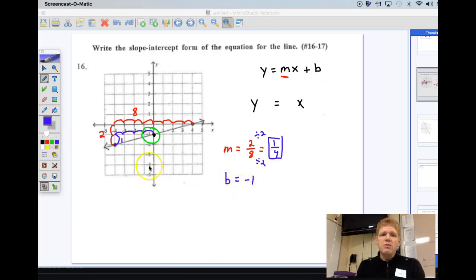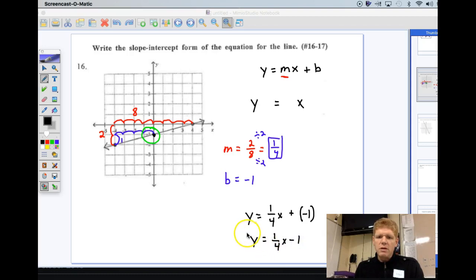And then all I have to do is write out my equation. So y is equal to, and my slope is 1/4, so 1/4 times x, keeping to my slope-intercept form, plus, and I've got to find b. Well, b was -1, so I could write plus -1, or I could simply write it like this: y equals 1/4 x minus 1. And that is my equation.